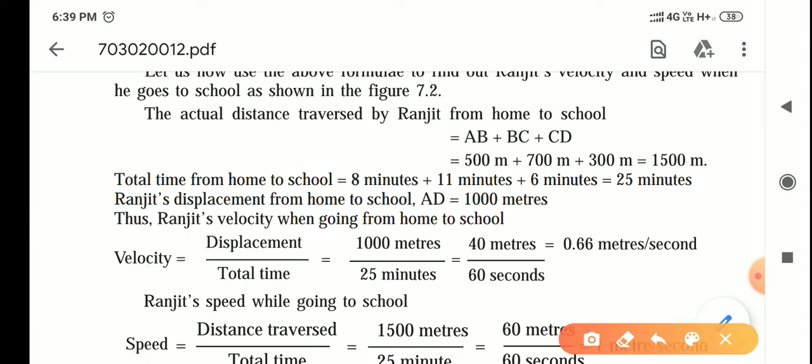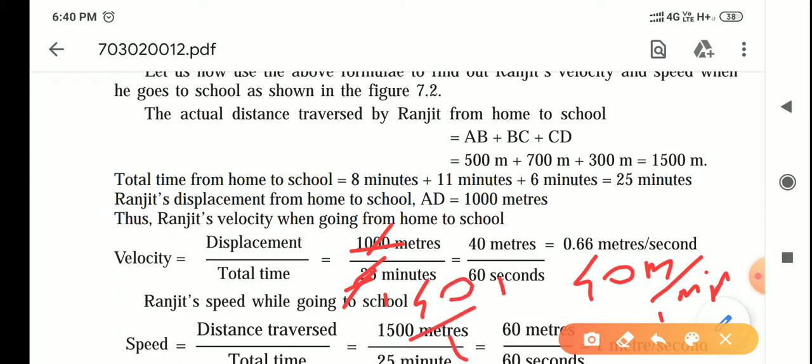So all the things are known, so we can easily calculate velocity as well as speed. For velocity, the formula is displacement upon total time. Displacement is 1000 meters, which we have already calculated, and total time is 25 minutes. If we divide 1000 by 25, we will get 40 meters per 1 minute.